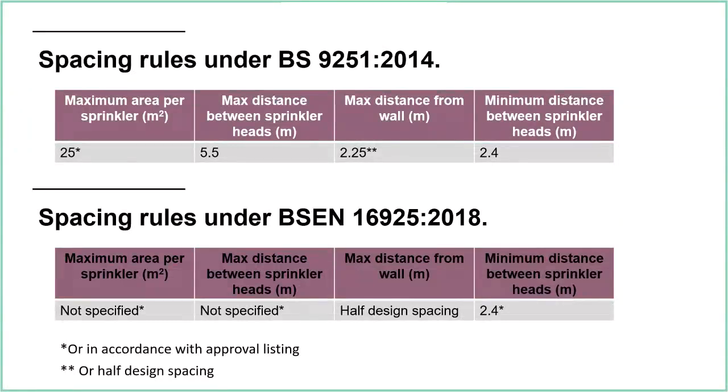So, for example, the maximum area per sprinkler not specified. So basically saying, look, whatever the approval says is the biggest area you can protect, then that's what you go with. As I say, that just seems to be how standards are going. Moving towards this idea of being more individual to the approval rather than a set figure which applies to everybody.